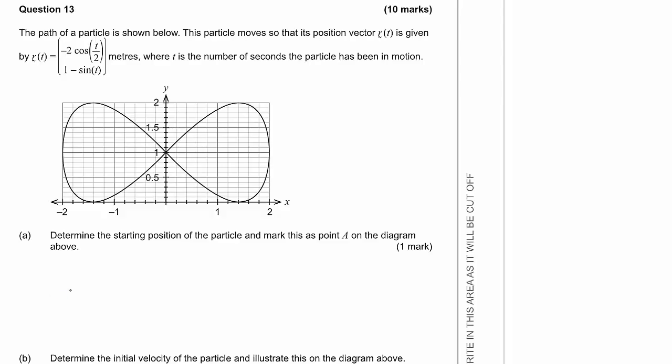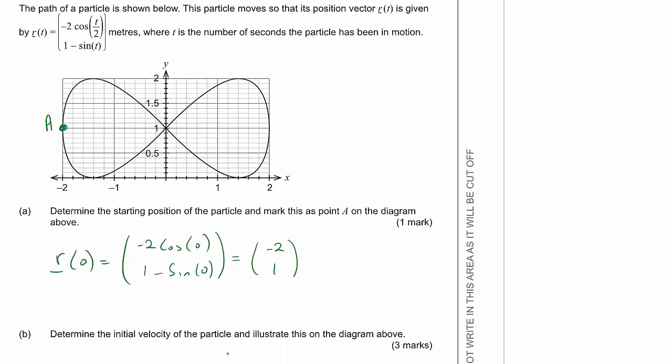Well, r of 0 will be -2 cos 0 over 1 take away sine 0. Cosine of 0 is 1, so that is -2. Sine of 0 is 0, so this is -2, 1. So -2, 1 would be just here.